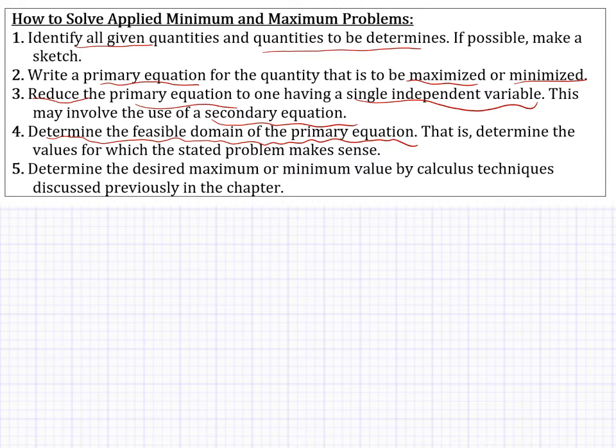In the last one, we threw out -6. It wasn't a feasible value. So we really only look at the feasible values from the domain of the primary equation, not the entire domain, the feasible domain. Once we have that, we determine whether we have a max or min using our calculus techniques, either the first or second derivative test. Remember, the critical numbers come from the first derivative, but we test them using either the first or second derivative and go from there.